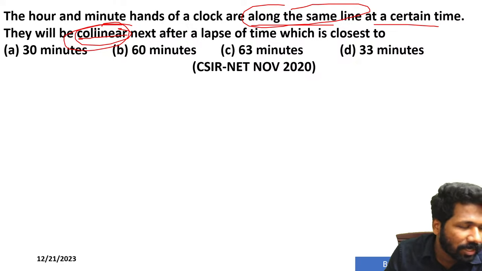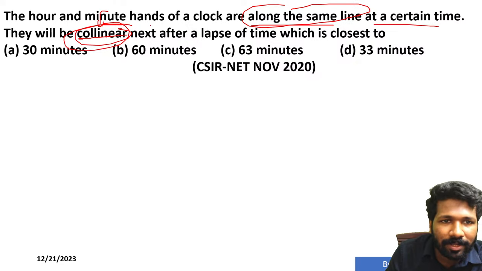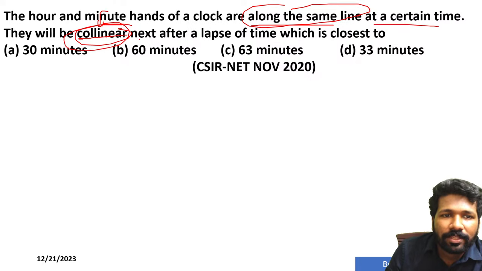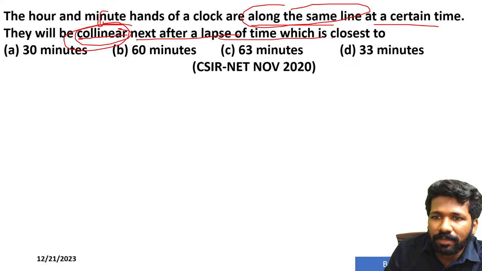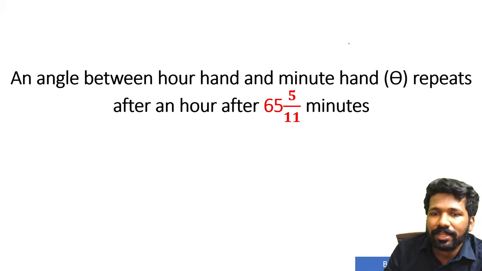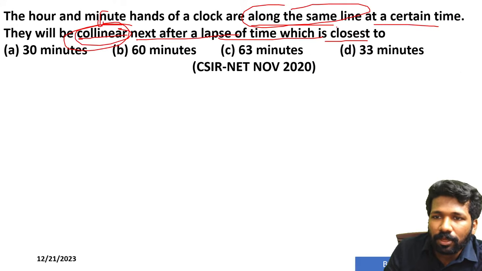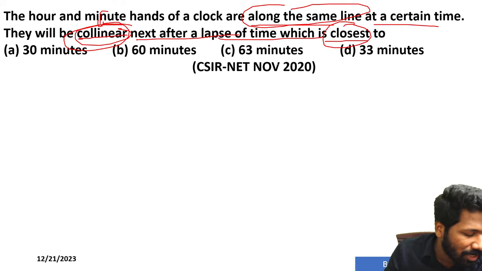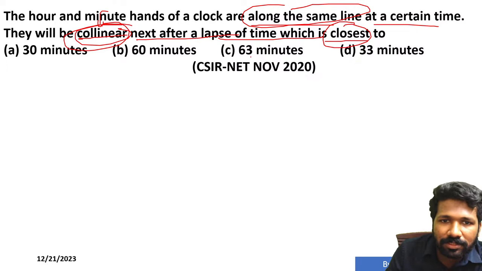In the geometry class, I explained about collinearity already. They will be collinear next after a lapse of time which is closest to, after how many minutes will they be again on the same straight line. That is the question. That is what I just taught you, 65 and 5 by 11 minutes. Closest to means which option is nearest to 65 and 5 by 11 minutes. It is clearly 63 minutes, so option C is the answer.